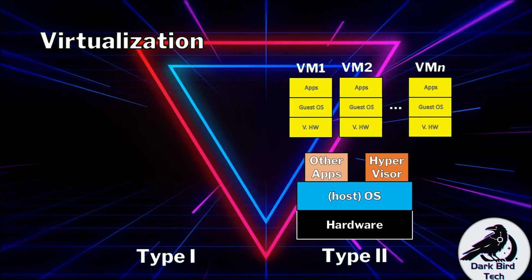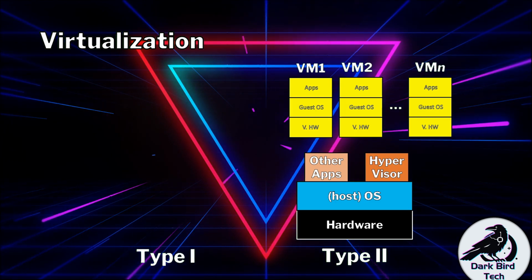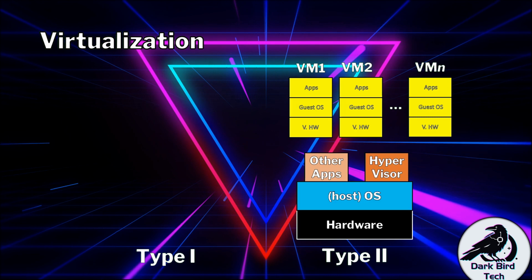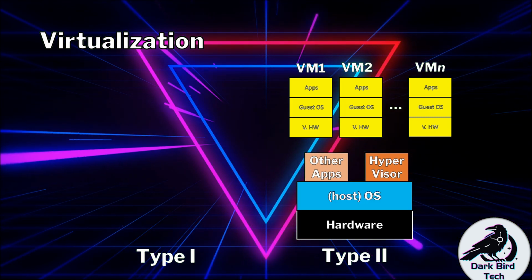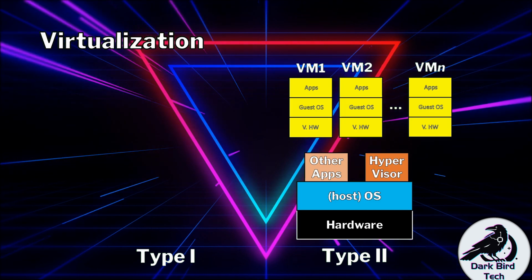So type 1. And I don't know why we write them in Roman numerals. It's just a thing. I'm just going with it for now until I find out why. If any of you guys do know why, comment down below. Enlighten me if you know.